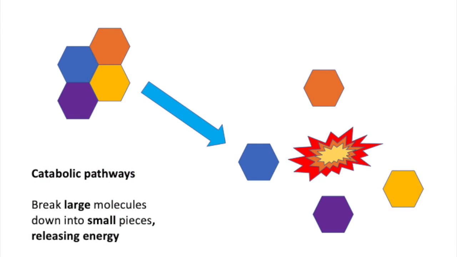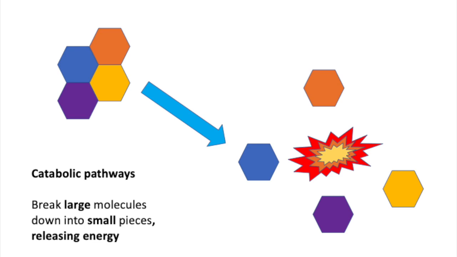Metabolic processes can be summed up in a couple of different ways. One way is by thinking about what direction energy is taking in the system and whether things are becoming more or less complex. For instance, catabolic pathways break down large molecules into smaller pieces, releasing energy. When your body digests a plate of pasta and turns all that starch and other carbohydrates into smaller sugar molecules, that is a catabolic reaction.